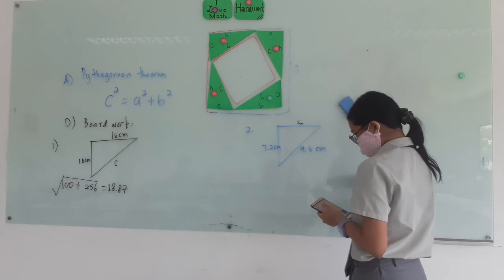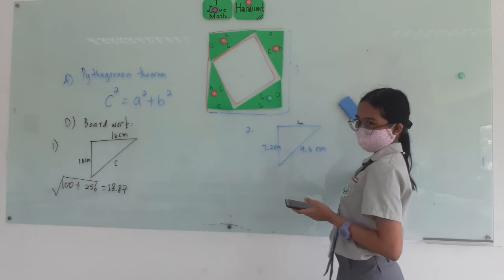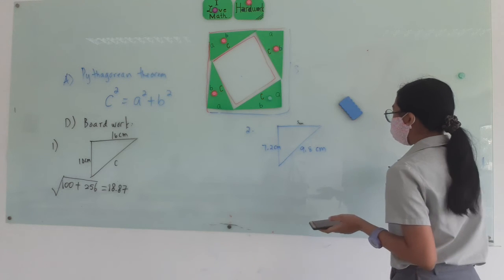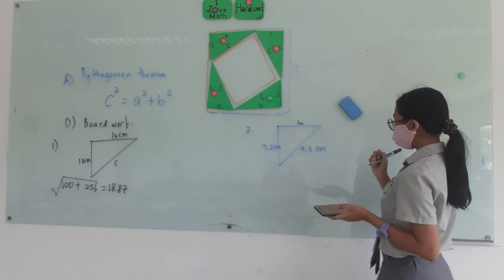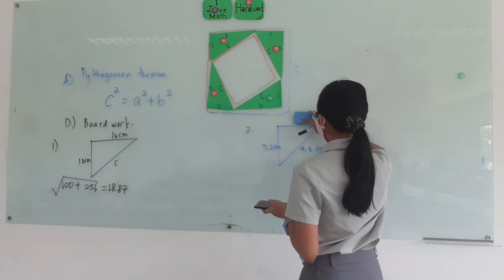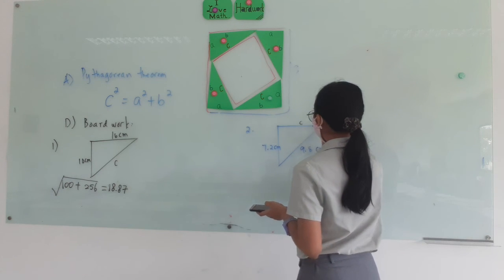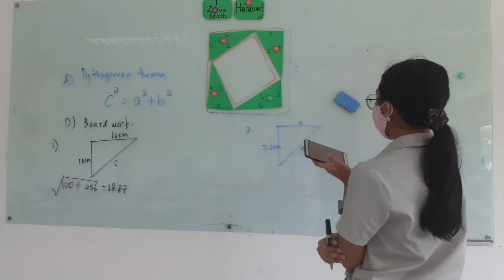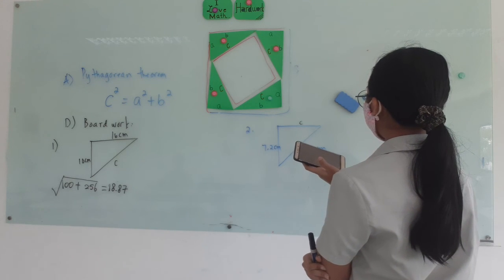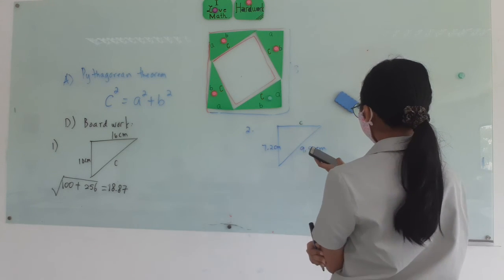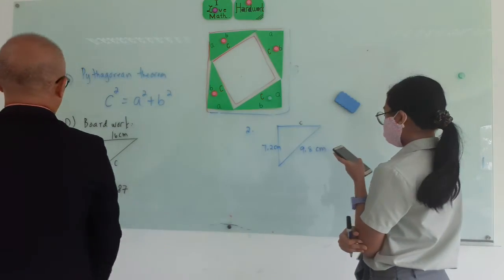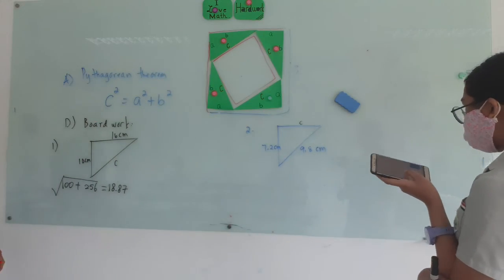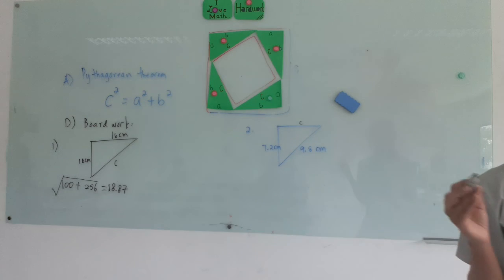What is that? Use the theorem, the Pythagorean theorem formula. Remember, in the Pythagorean theorem, C is always the largest side, the hypotenuse. Come and see.